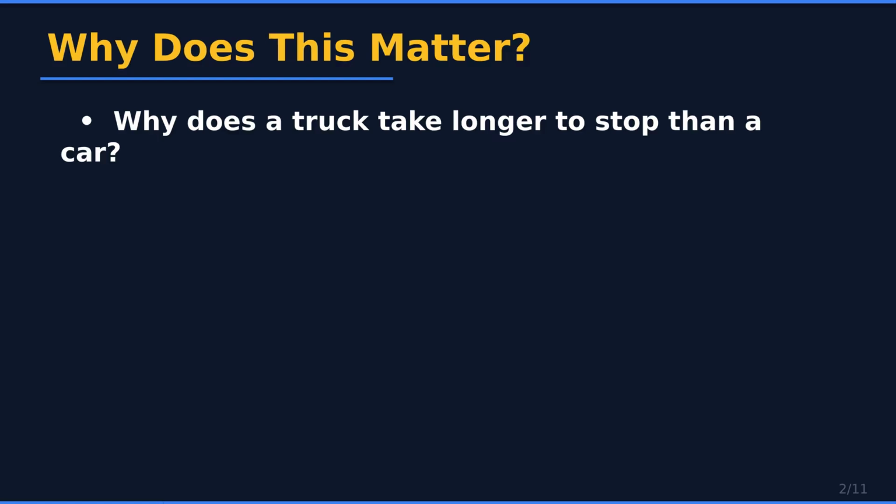Now watch what happens when we apply the same 100-newton force to different masses. A 1-kilogram object accelerates at 100 meters per second squared, extremely fast. 10 kilograms gives only 10 meters per second squared. And 100 kilograms? Just 1 meter per second squared. This perfectly shows the inverse relationship between mass and acceleration.